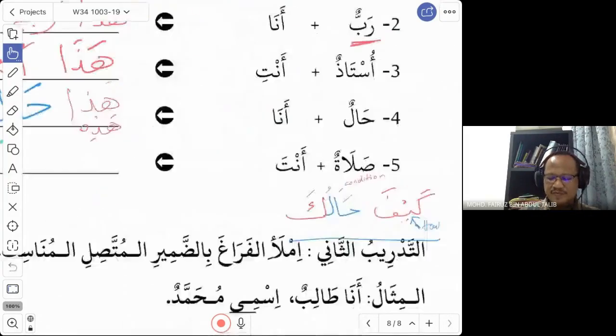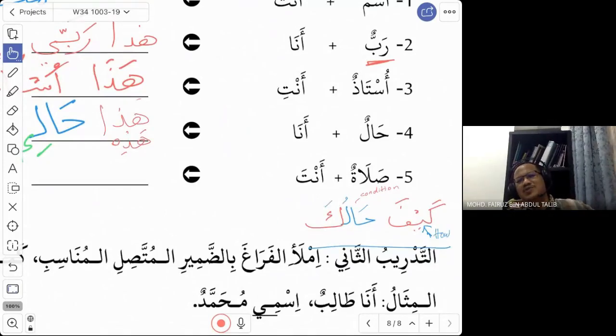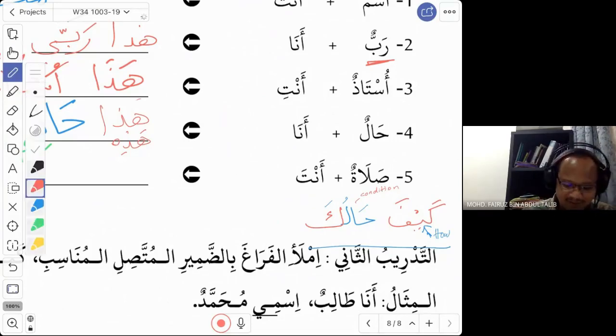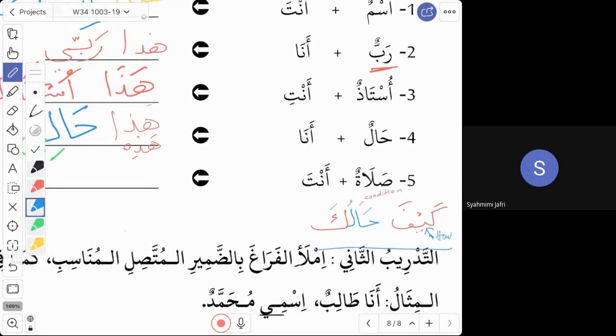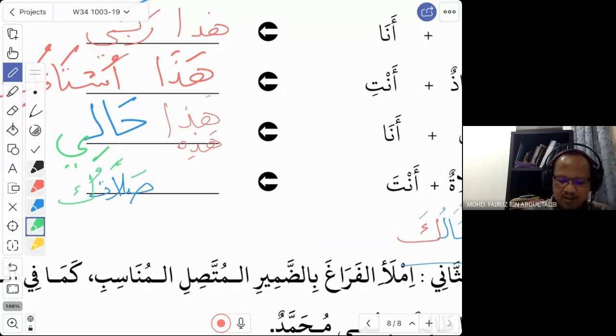Now the last word is salat. Salatun, salah, prayer. And then you want to join it to the word anta, to say your prayer. What is the word? Salat and anta. Salatuka. Yes, that is correct. Salatuka, your prayer.